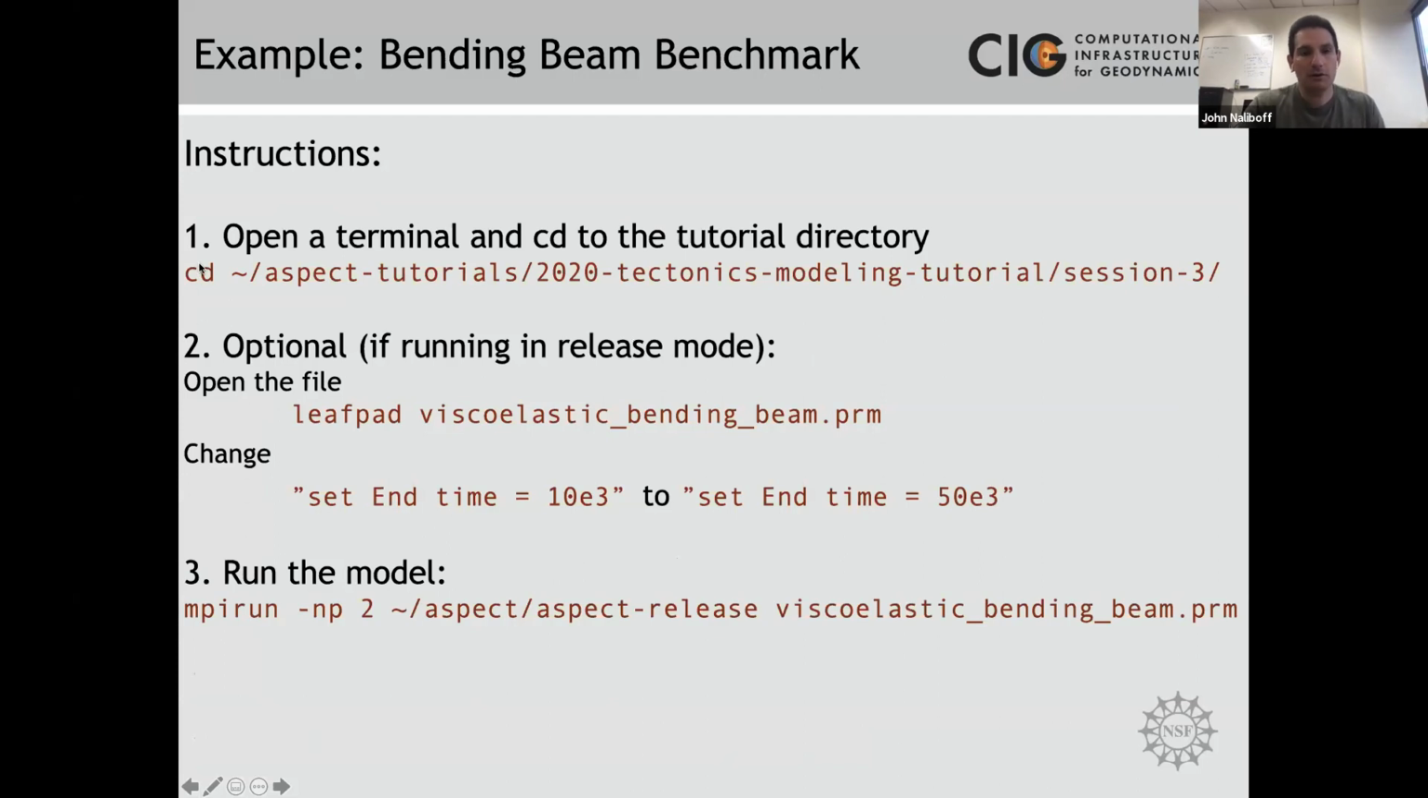So the first thing you can do, if your virtual machine is running, is open a terminal and then cd into the aspect tutorials as we've done the last 2 days. So the command would be cd /aspect tutorials /2020 tectonics modeling tutorials /session-3. I'll leave that up for maybe just 10 more seconds, and then once that's done, I will go back to my virtual machine so everyone can take a look there.